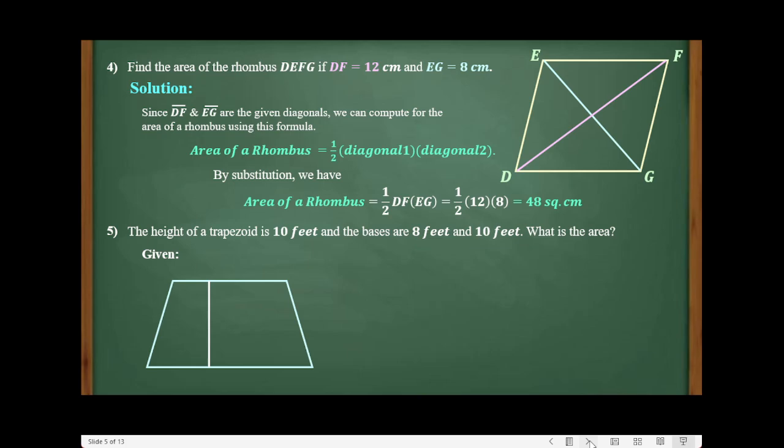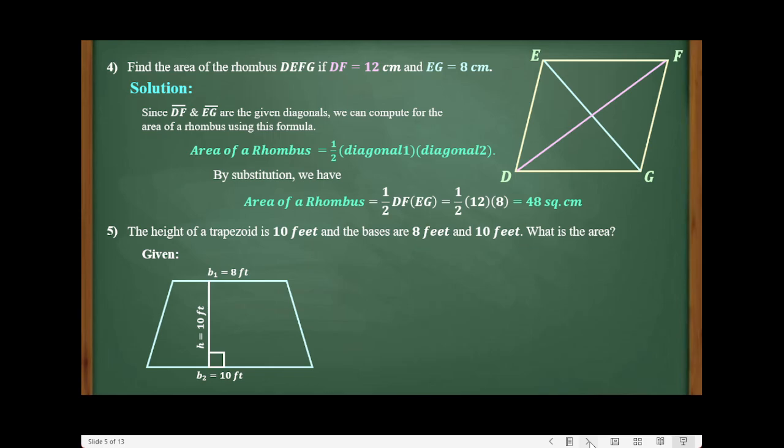The vertical segment that you see in the drawing is actually the altitude, since it is a segment drawn vertically and it's perpendicular to the bases of this trapezoid, as indicated by the small square drawn at the corner. So we label this as 10 feet based on the given information. And the bases are the parallel horizontal sides. The upper base is 8 feet and the lower base is 10 feet.